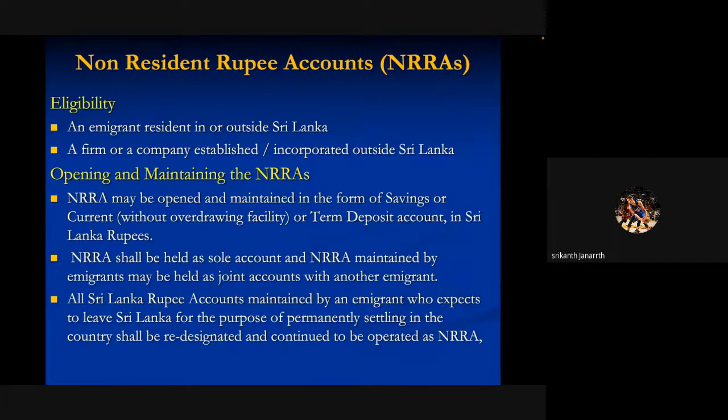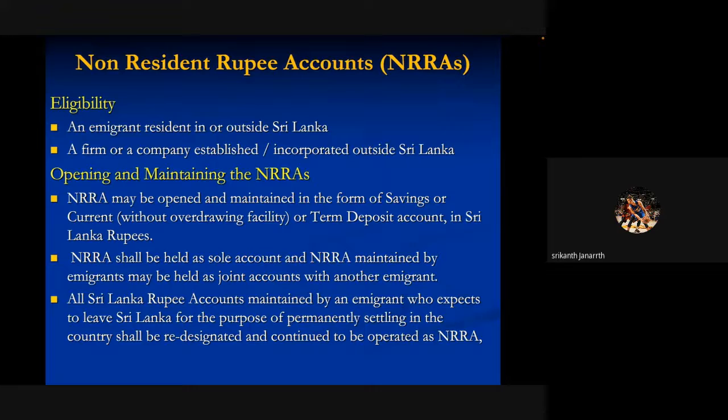Okay. NRRA, this is the other account. This is a newly introduced account. Now you know there are two people coming in. I told you, a firm or company established, incorporated outside, and any immigrant resident in or outside Sri Lanka. So that means when I'm migrating, all my accounts other than one account are my NRRA. Apart from that, a company incorporated overseas having an LKR account also becomes eligible for NRRA. So there are two categories: a company or firm established or incorporated outside Sri Lanka, and an immigrant resident in or outside. I can be an immigrant, I have already gone to Australia on a temporary visa, or I am here about to go. Both are possible. Both categories of people can open an NRRA, right?